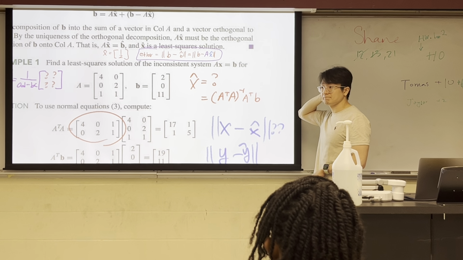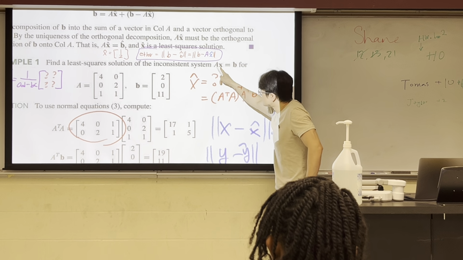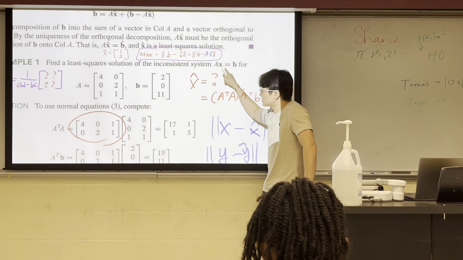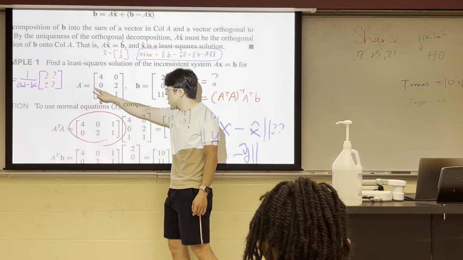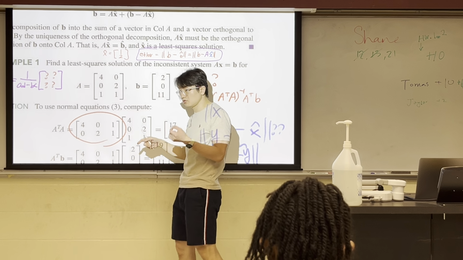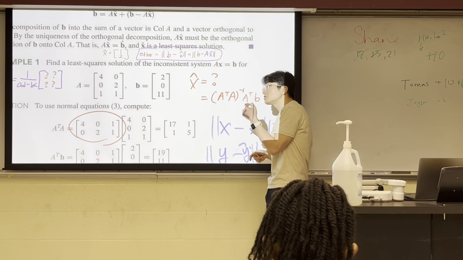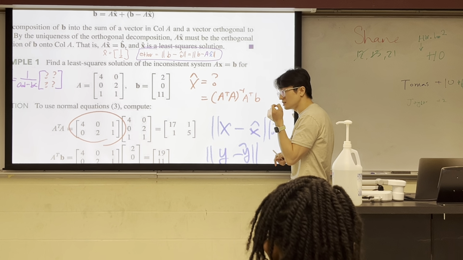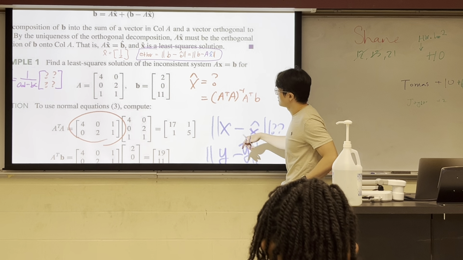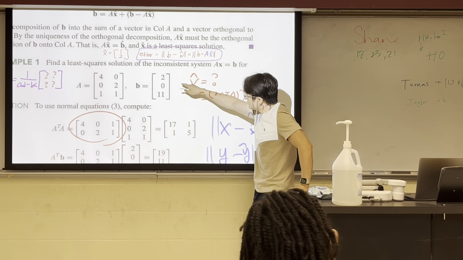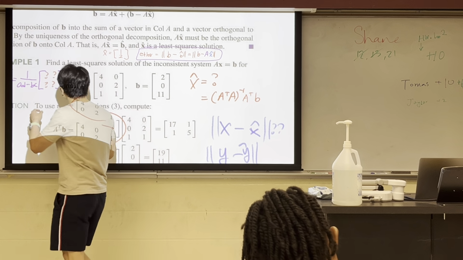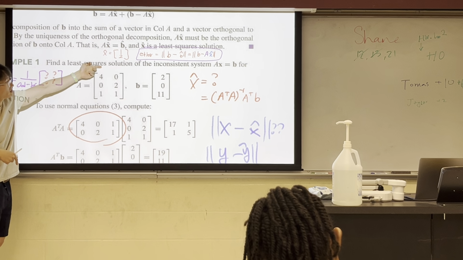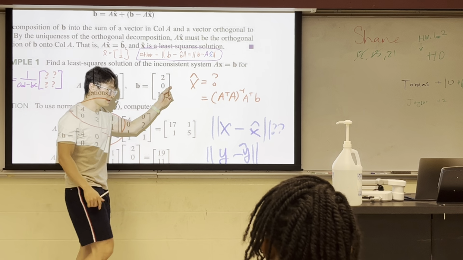That's the true projection. X is the exact solution. But we cannot find x because B is outside of the column space of A. So I want to find the closest solution to the true solution. In that case, we just call that approximated solution the least square solution. That is x hat.